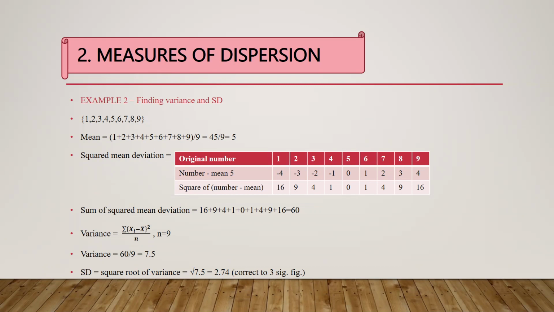So it's basically your original number minus 5. And therefore, if your number is 1, then the mean deviation in the second row would be minus 4. And if your original number is 9, then your mean deviation would be positive 4. And then after we calculate the mean deviation, we have to square it. Therefore, on the third row, we're squaring the second row.